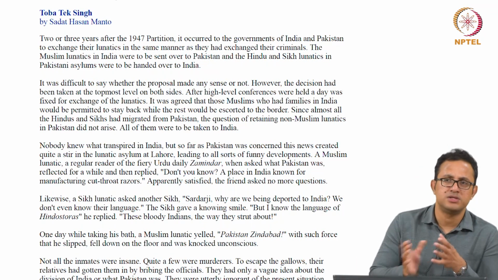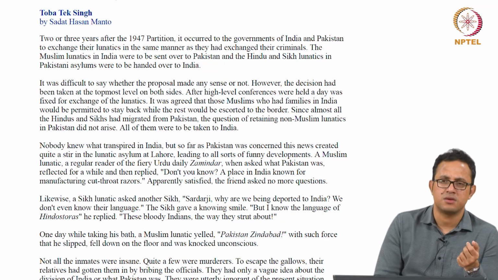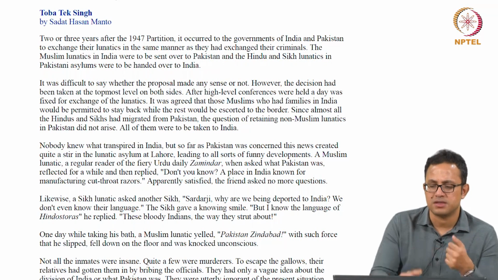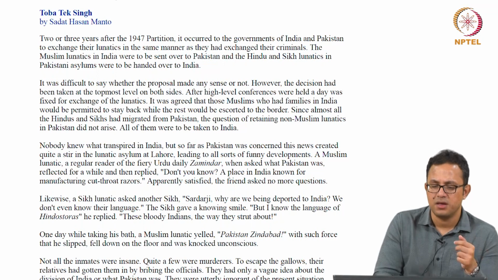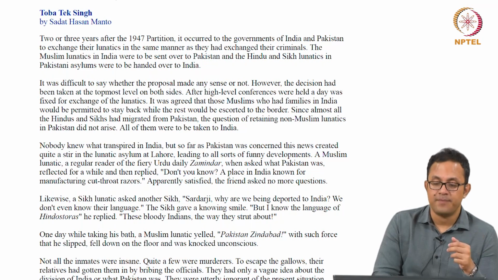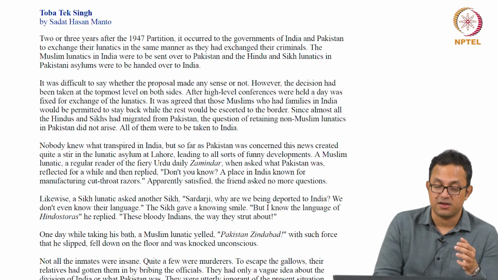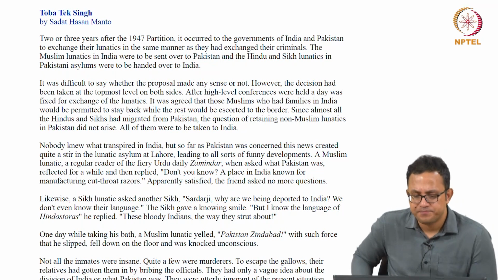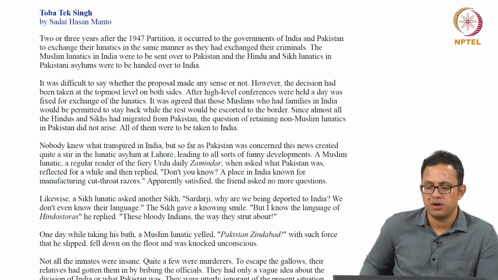Right, so again, this very reductionist religious rationale is used to describe this decision of crossover according to your religious affiliations and religious affinities. It was difficult to say whether the proposal made any sense or not. However, the decision had been taken at the topmost level on both sides. After high-level conferences were held, a day was fixed for exchange of the lunatics.